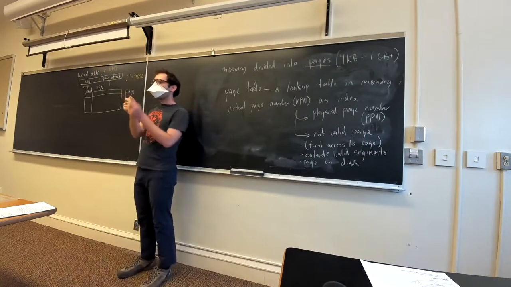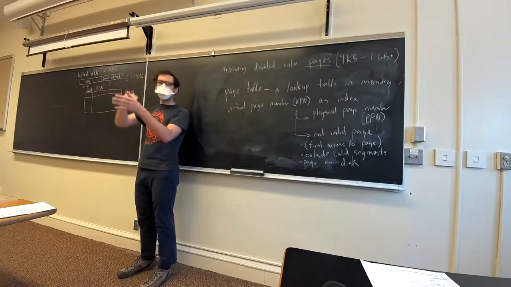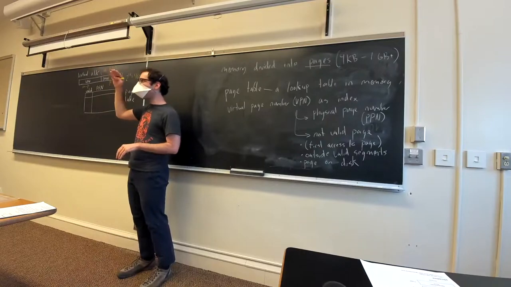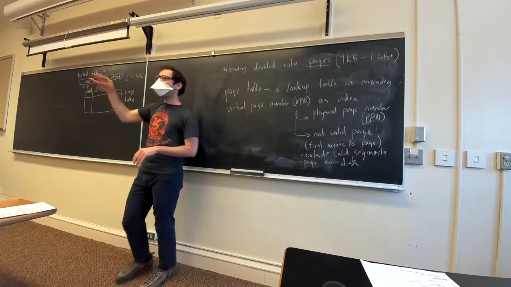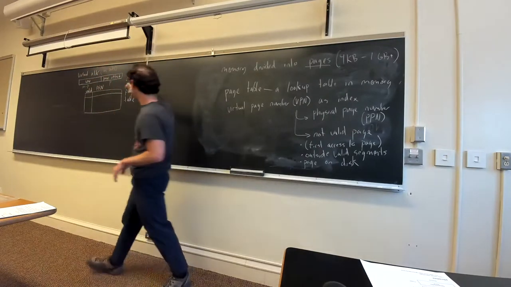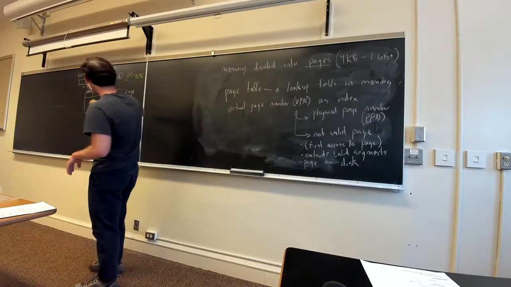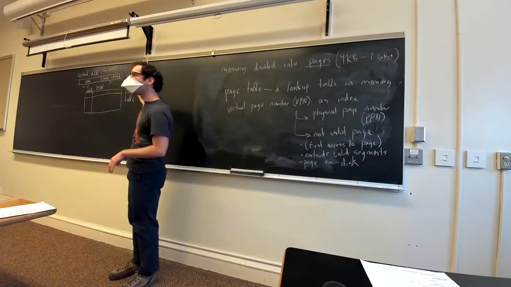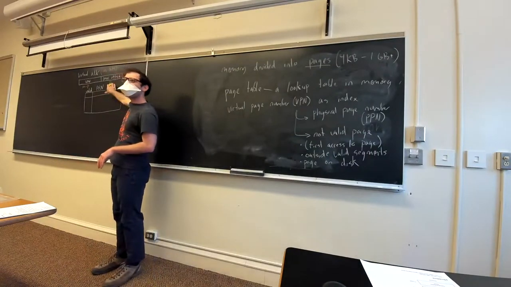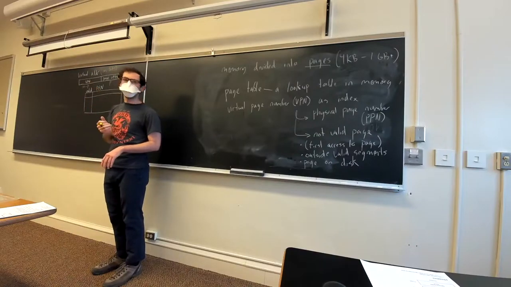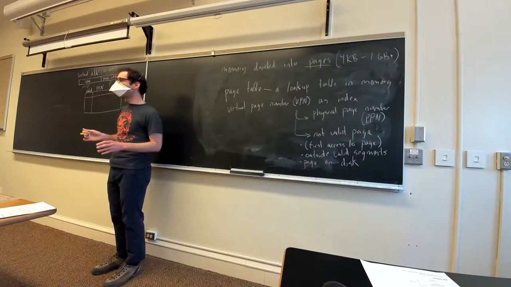Exactly. If we want to have a set of bits that can give an index to one of 4096 different bytes, we will need 12 bits to be able to do that. And so the page size is going to determine how big the page offset is, because page offset is just a spot within the page. That makes sense?